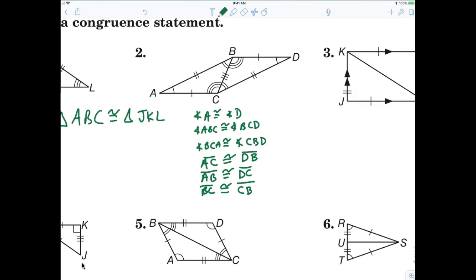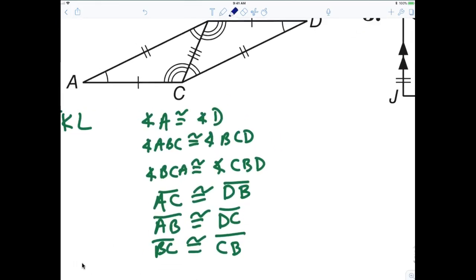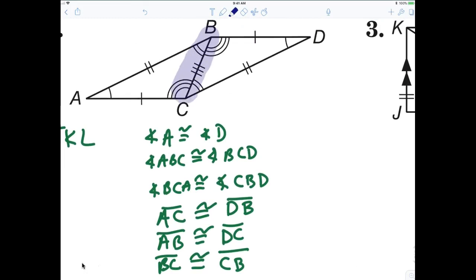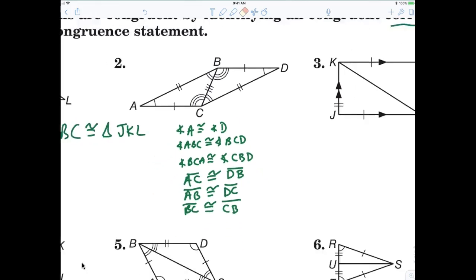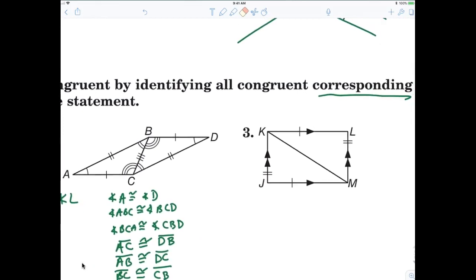From B to C, right, on the left side is a 2 to 3 tick marks. The one on the right, 2 to 3, is C to B. All right. Hopefully you understood what I said by that. I don't think that's hard. Or I don't think it's hard at all.